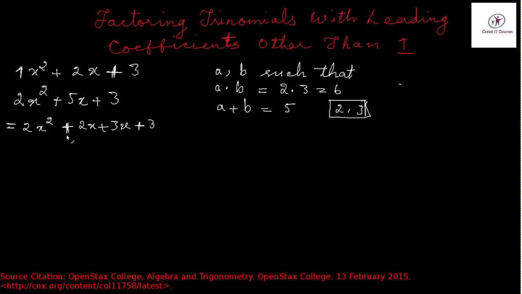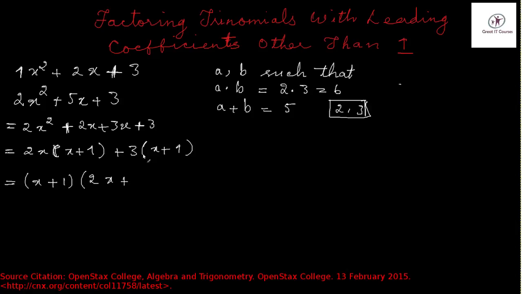use the greatest common factor rule and take, for example, a 2x out of these two terms. So you write this as 2x times (x plus 1) out of these two, and out of these two you could take a 3 out, so 3 times (x plus 1). So here now you can take an x plus 1 out of these two terms, and that would be x plus 1 times, here you're left with a 2x, and here you're left with a 3, and that is your trinomial.